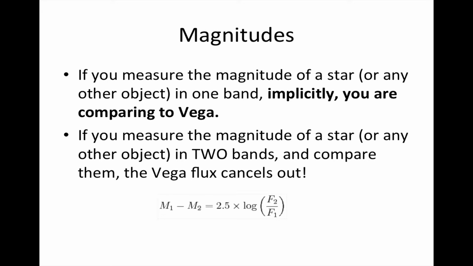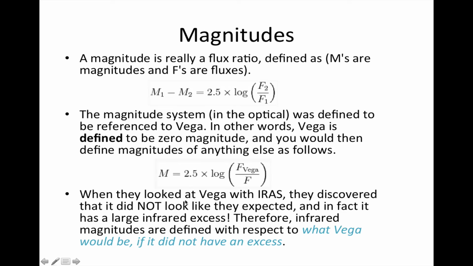If you measure the magnitude of a star in any one band, implicitly you have a comparison to Vega. But if you measure the magnitude of a star, or anything else, in two different wavelength bands and compare them, the Vega flux cancels out. So you can do the math. Go back and get this equation here and write down the magnitude in V band is equal to 2.5 times the log of the flux of Vega in V band divided by the flux of your object in V band, and subtract from it the magnitude in I band, which equals 2.5 times the log of the flux of Vega in I band divided by the flux of your object in I band.